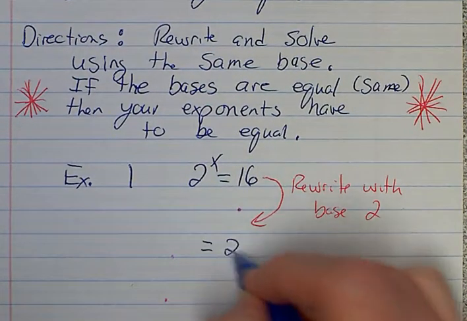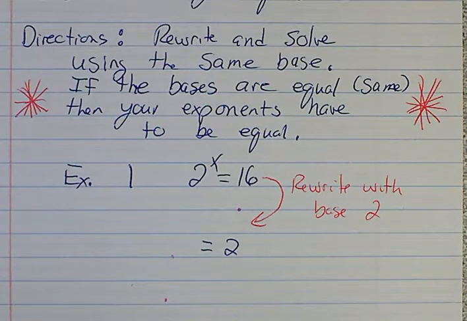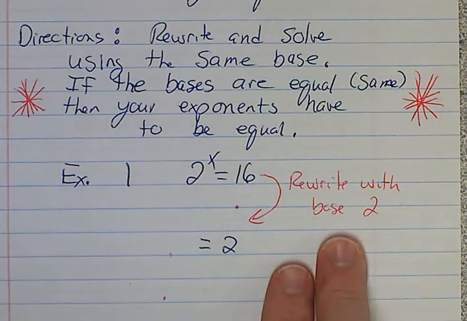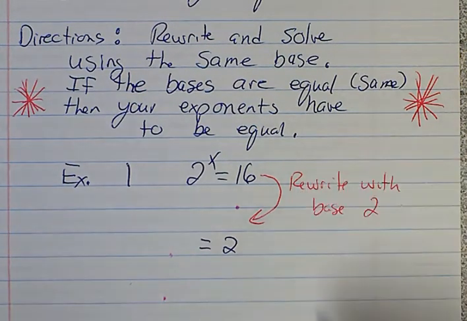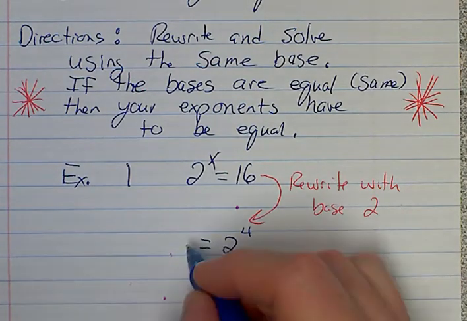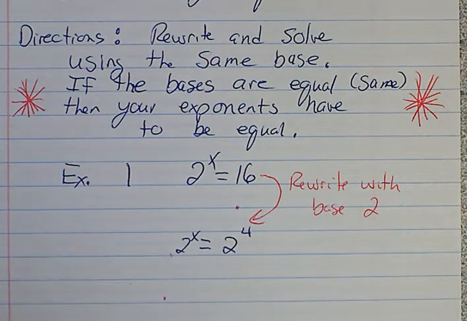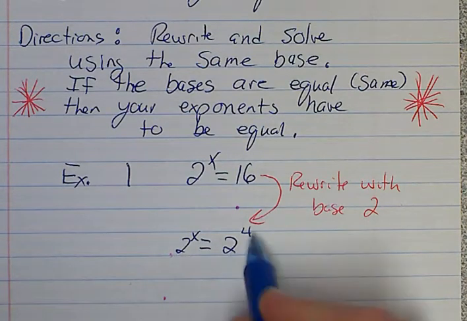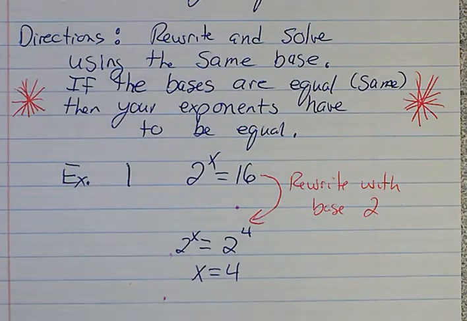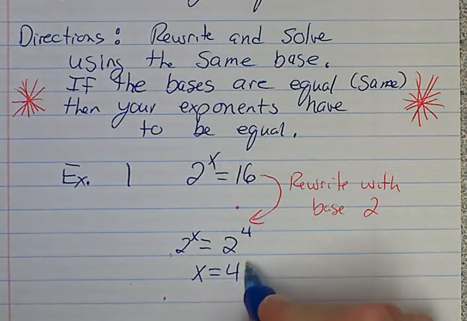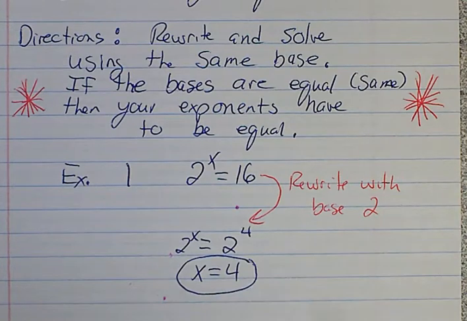So if you think about 16, how many times have you got to multiply 2 by itself to get to 16? Because 2 times 2 is 4. 4 times 2 is 8. 8 times 2 is 16. So that would be 2 to the 4th power. So if the bases are the same, now you can just look at the exponents, and you've got x equals 4. And for that one, there you go.